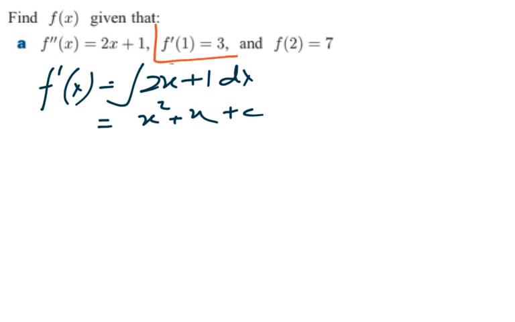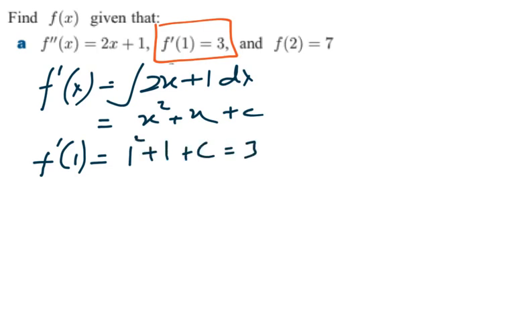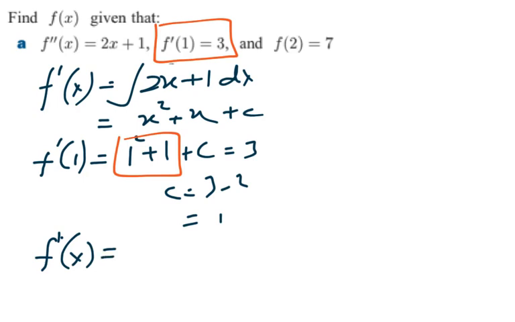So when this info is given, substituting 1 at the position of x, you are getting f prime of 1 is equivalent to 1 to the power of 2 plus 1 plus c, equivalent to 3. Bring these two values over, so c will be equivalent to 3 minus 2, which is equivalent to 1. So f prime of x can be written as x squared plus x plus 1.